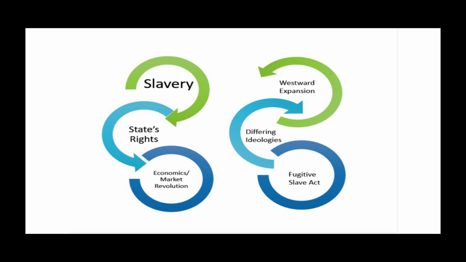Those of states' rights, of economics and the market revolution, the idea of westward expansion in the continental United States, different ideologies that they had in the northern states versus the southern states, and different acts that were passed during this time, such as the Fugitive Slave Acts and other acts that were considered part of the Compromise of 1850.